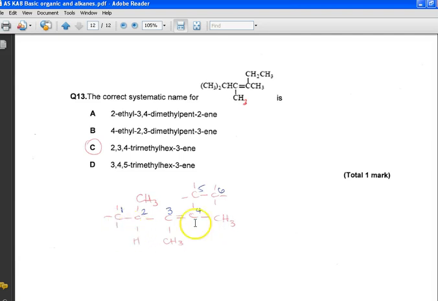But if you just draw it out, you can see there's a chain of 6, this double bond is on carbon number 3, whichever way you count your chain. And you've got 3 methyl groups, 1, 2, 3. And whichever way you count the chain, they're on carbons 2, 3, and 4.